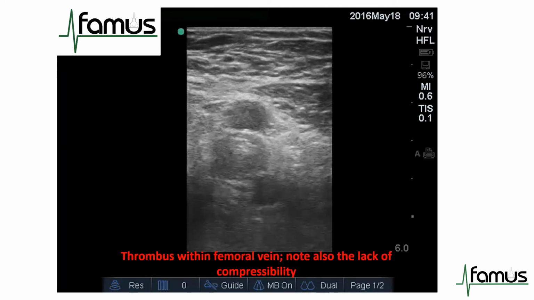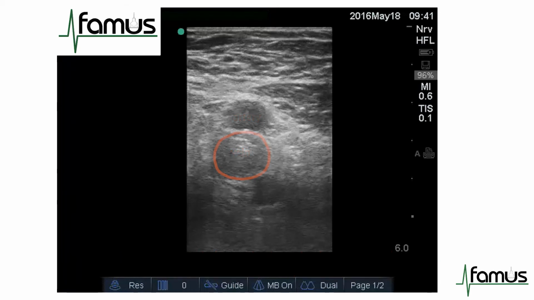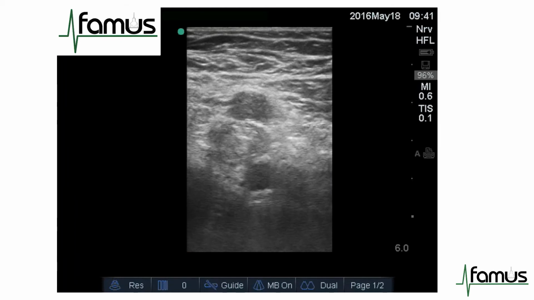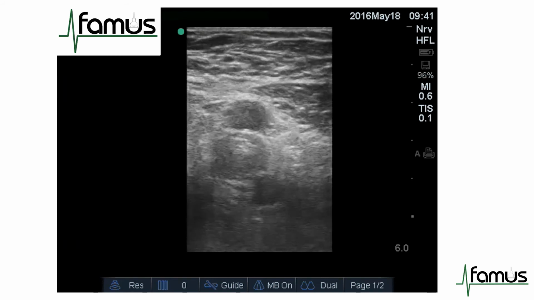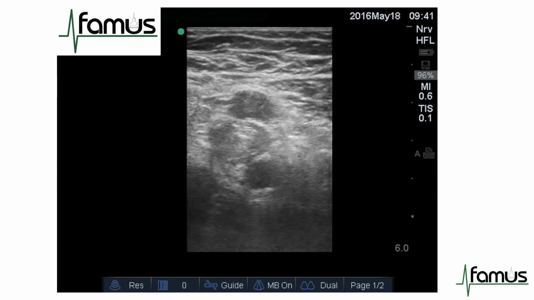Whereas in this next image, you can clearly see that there's thrombus within the femoral vein, just below the femoral artery, and any attempt at compression will result in no movement of the vein at all. This would be positive for a DVT.